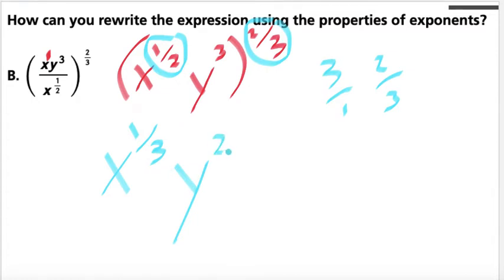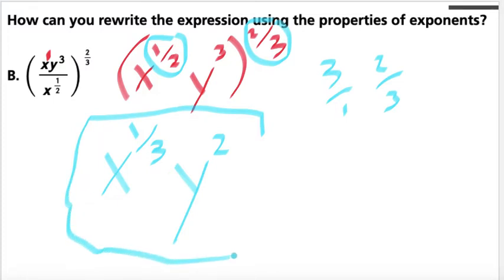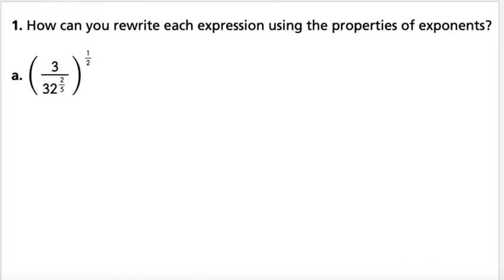So how can you rewrite it using properties of exponents? The original problem can be rewritten as what I just wrote in blue. I did the subtraction rule, and I did the power to a power rule. Let's see what else they have. Oh, they're ready for you to try some.